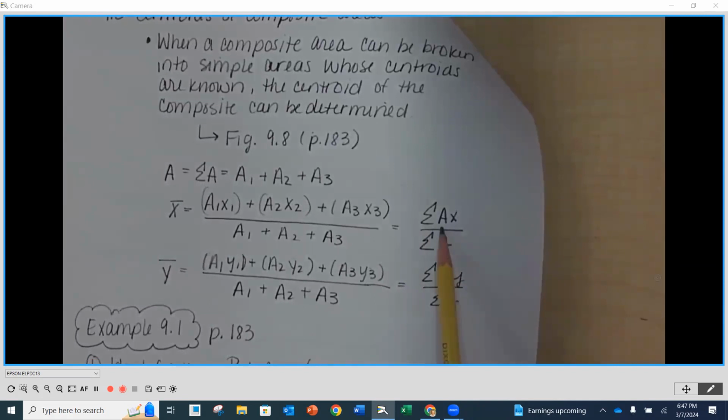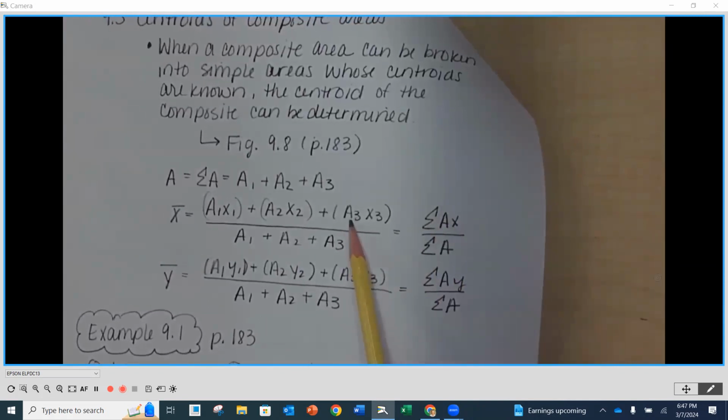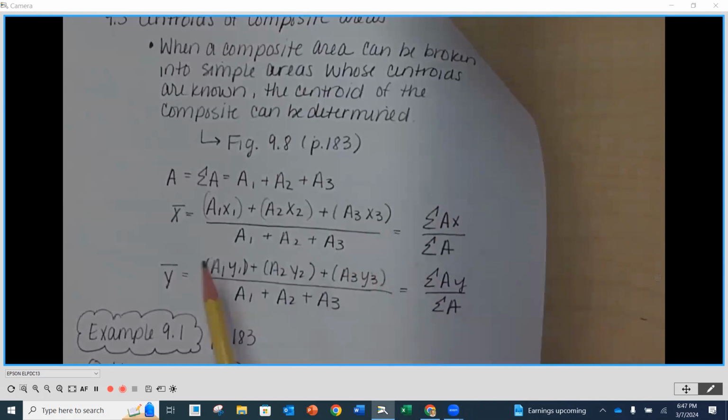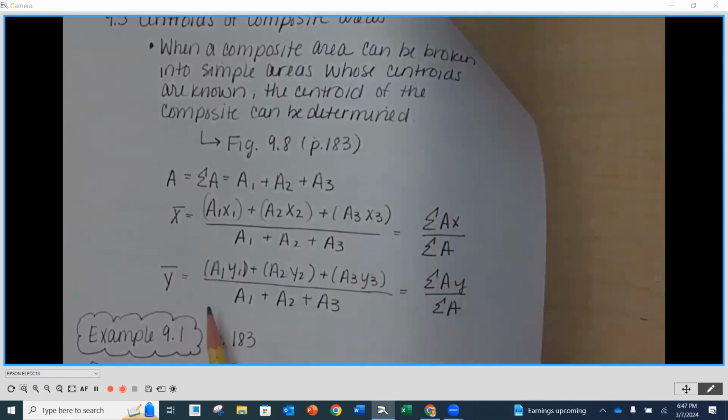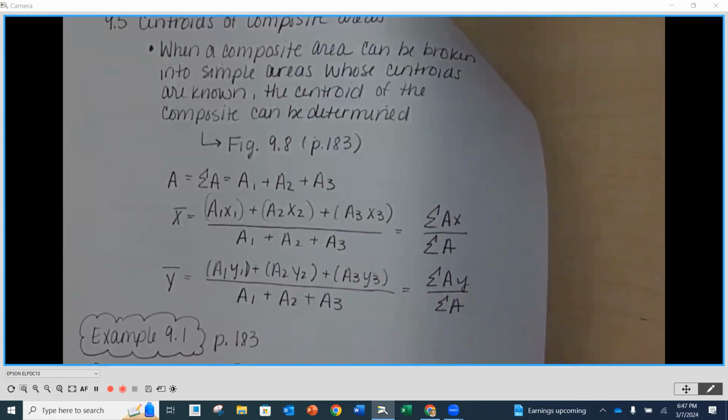And then we're going to sum those. So this is going to be the summation of the areas times the x's. And then we're going to divide that by the total area. Okay. And then you're going to notice that we do that also in the y direction.